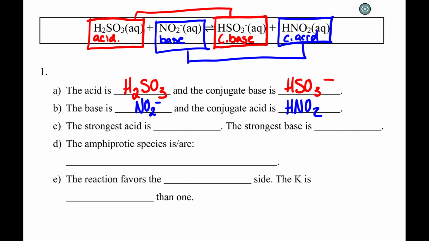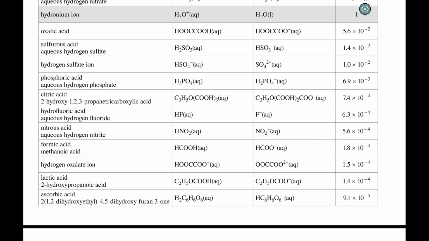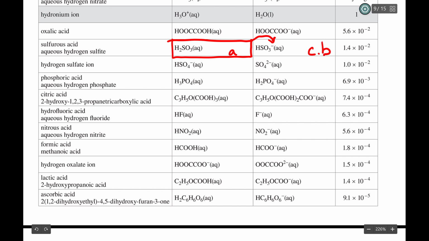Now, the next part says the strongest acid is and the strongest base is. They also ask about amphiprotic species, whether there are any, and then some favorability. In order to answer these questions, I'm going to go to my acid and base chart and find our acid and our base. Our acid was sulfurous acid, which would be found here. Here's my acid, and it turned into my conjugate base, HSO3 minus. And I'm going to find my base, which was NO2 minus, and it turned into its conjugate acid here.